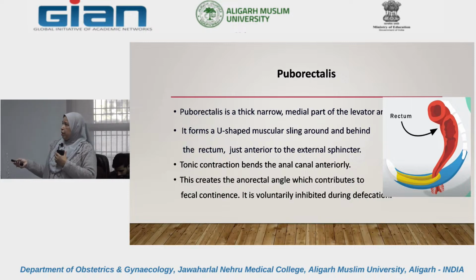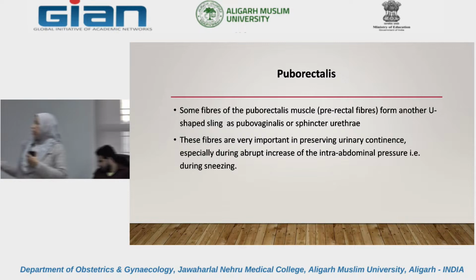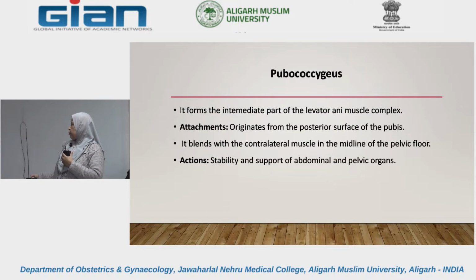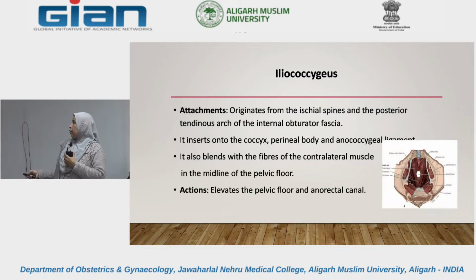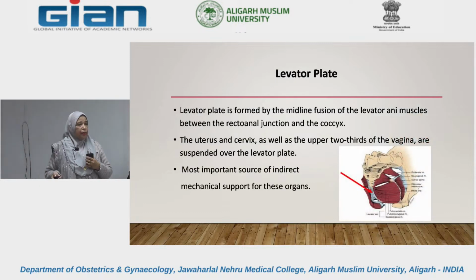So again, puborectalis is the intermediate part of the levator ani and ischiococcygeus is the posterior part. The coccygeus, or the ischiococcygeus, is a small triangular muscle and you can see it is situated posteriorly. Now the levator plate again has a role in prevention of prolapse of viscera and gives support.